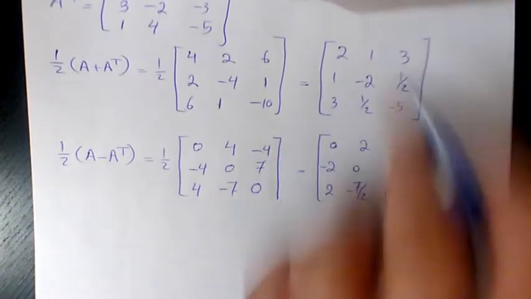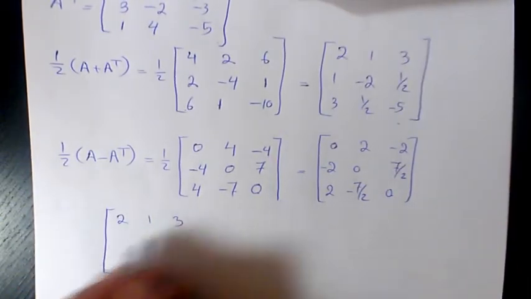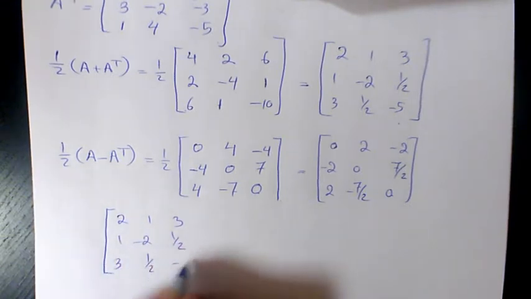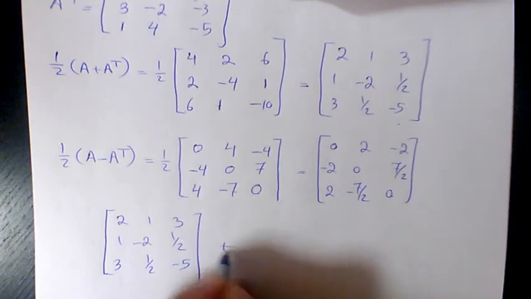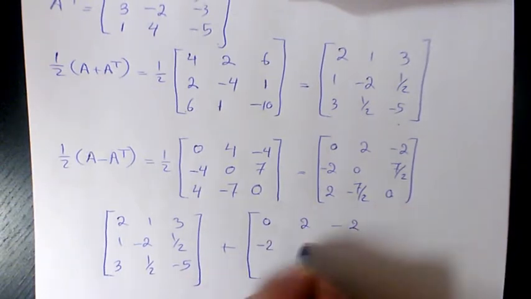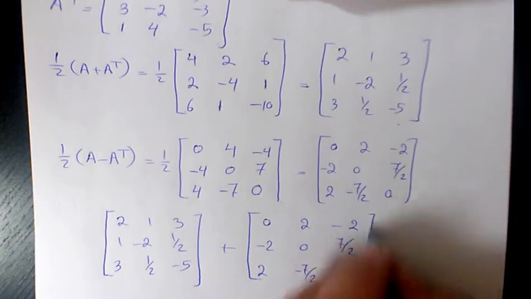So you need to show it as the addition of these two. It's going to be 2, 1, 3, 1, negative 2, 1/2, 3, 1/2, negative 5, plus 0, 2, negative 2, negative 2, 0, 7/2, 2, negative 7/2, and 0.